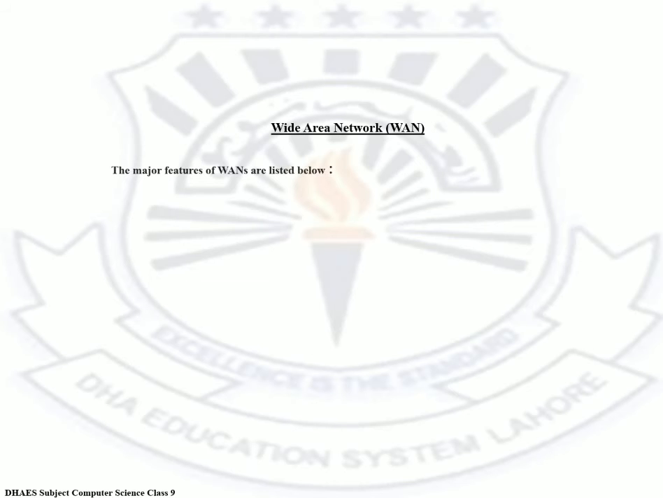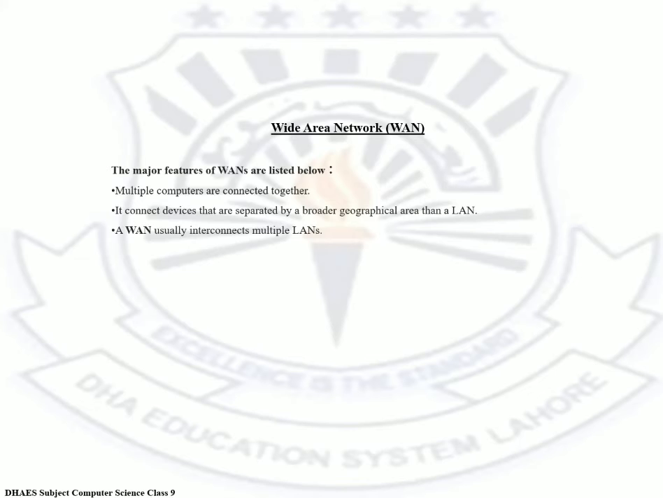The major features of WANs are listed below. Multiple computers are connected together. It connects devices that are separated by a broader geographical area than a LAN. A WAN usually interconnects multiple LANs. Communication links between computers are provided by telephone networks, public data networks, satellite, etc.